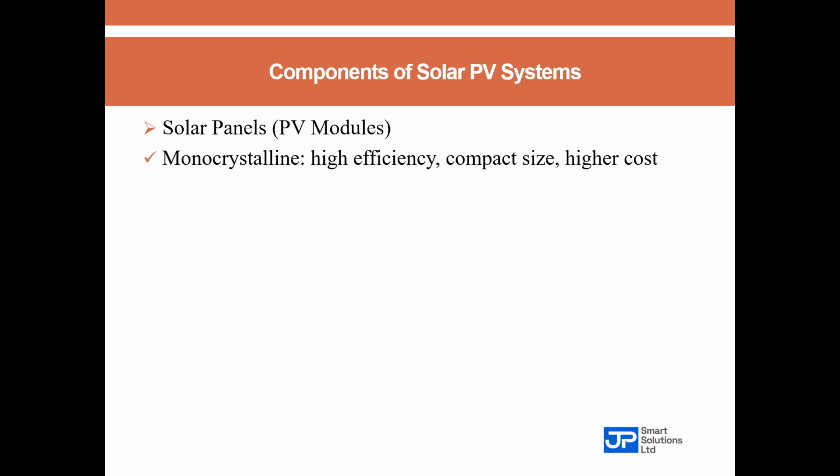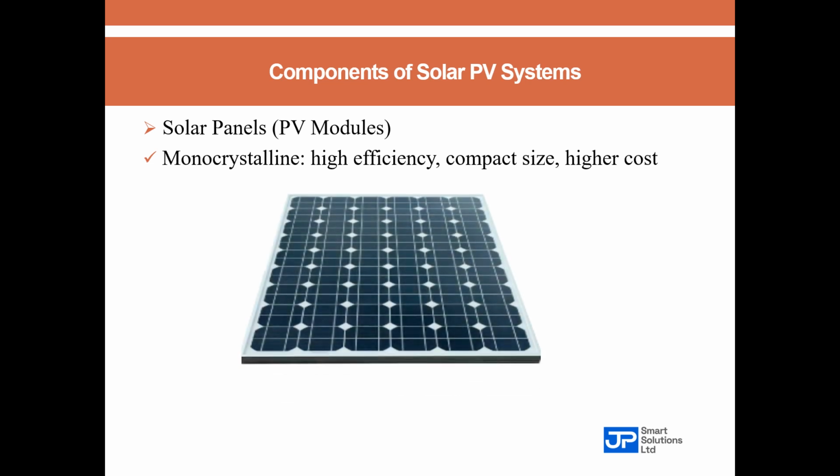And it is actually easy to identify. We have a picture here. Now, this is the picture of a monocrystalline solar panel. We are going to be comparing it with the others to see how we can identify it. So remember the qualities. The efficiency is quite high. It has a compact size. However, the cost is higher.